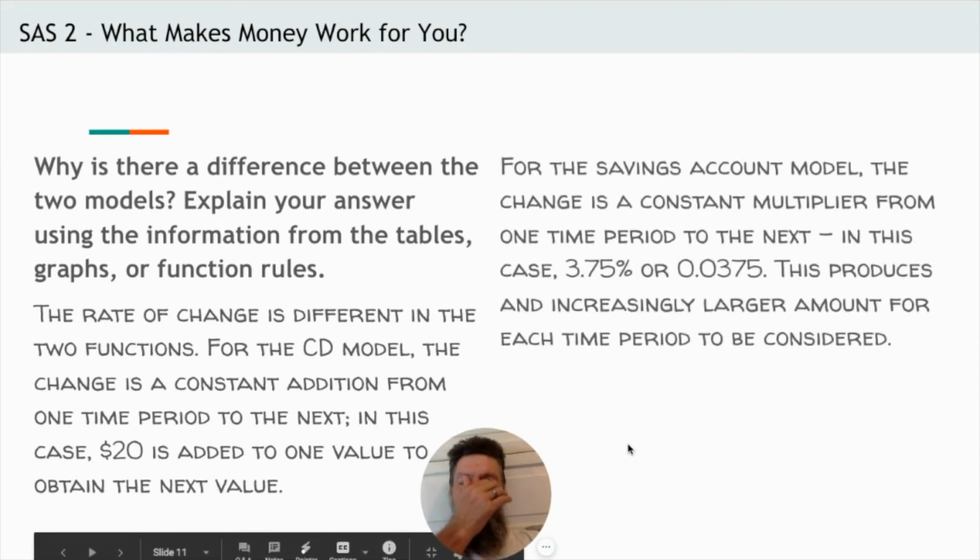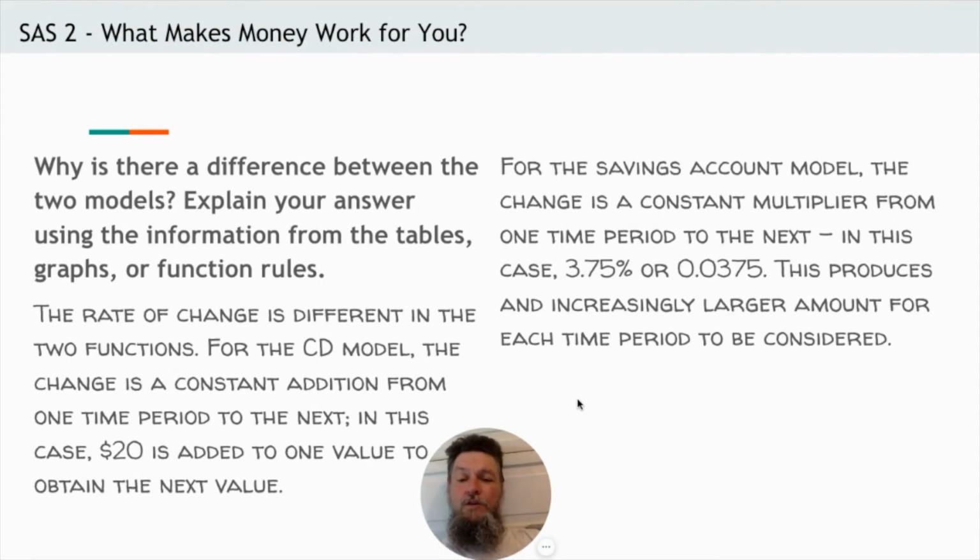In the savings account model, the change is a constant multiplier from one time period to the next. Or as we called before when we did exponential functions, it's called a constant ratio. Okay, in this case, 3.75% or 0.00375. This produces an increasingly larger amount for each time period to be considered.